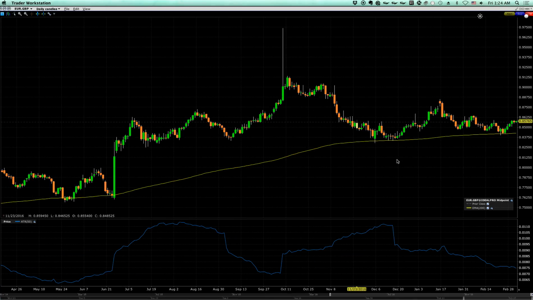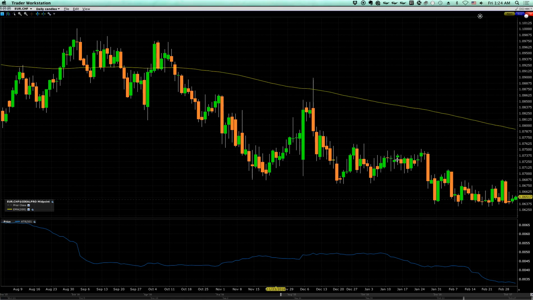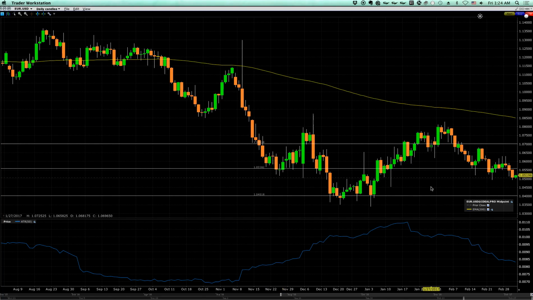Now, fundamentally, not something I will touch because I don't have any fundamental bias. Same thing as Euro Swiss, not something I like to touch. Euro dollar, I am in short because of this kangaroo tail. I got in at 0550 handle.